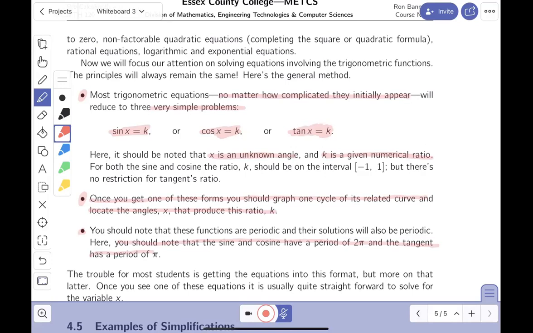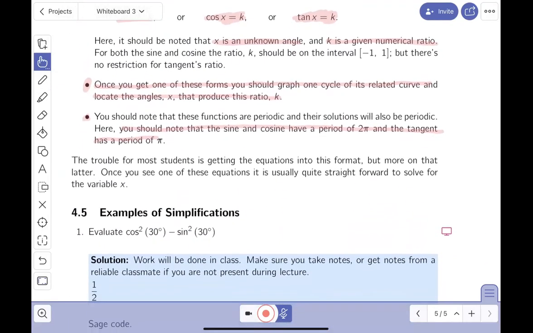Okay, the trouble most students have is getting the equation into the proper format. We'll do that as we start to work through problems though. Once you see one of these equations, it is usually quite straightforward to solve for the variable x, and we try to keep it really simple, right? Really simple. We're not trying to confuse anyone.